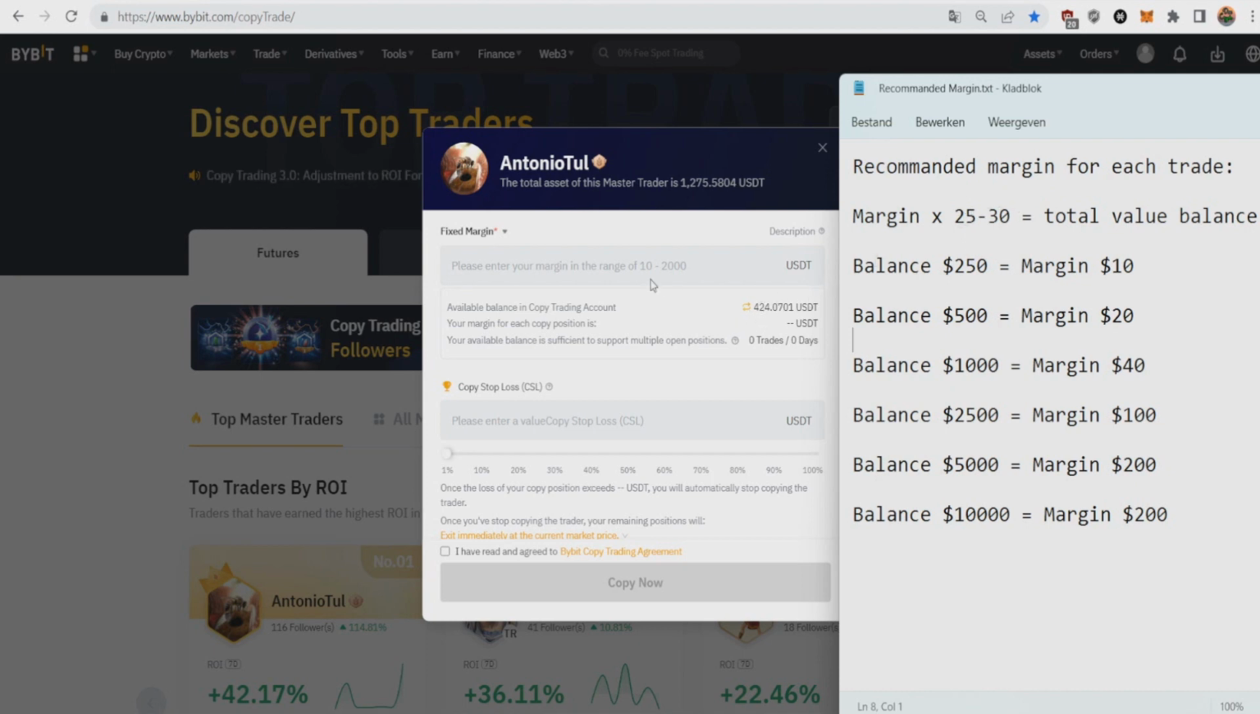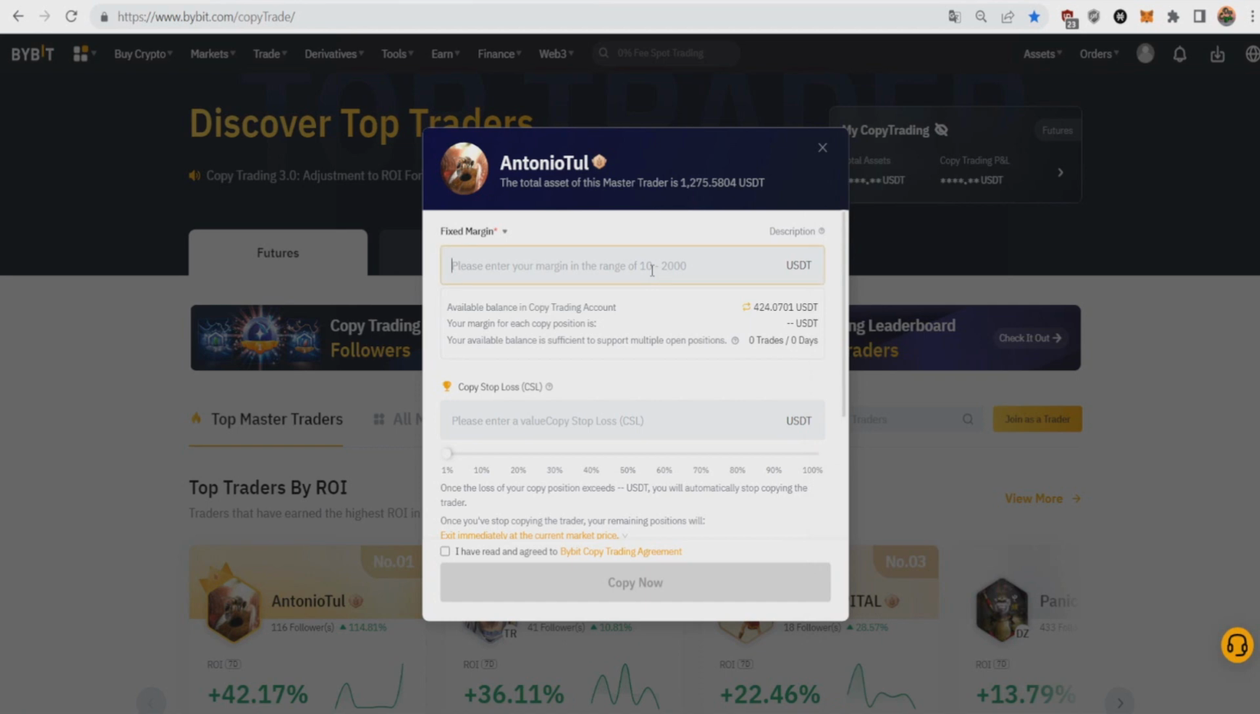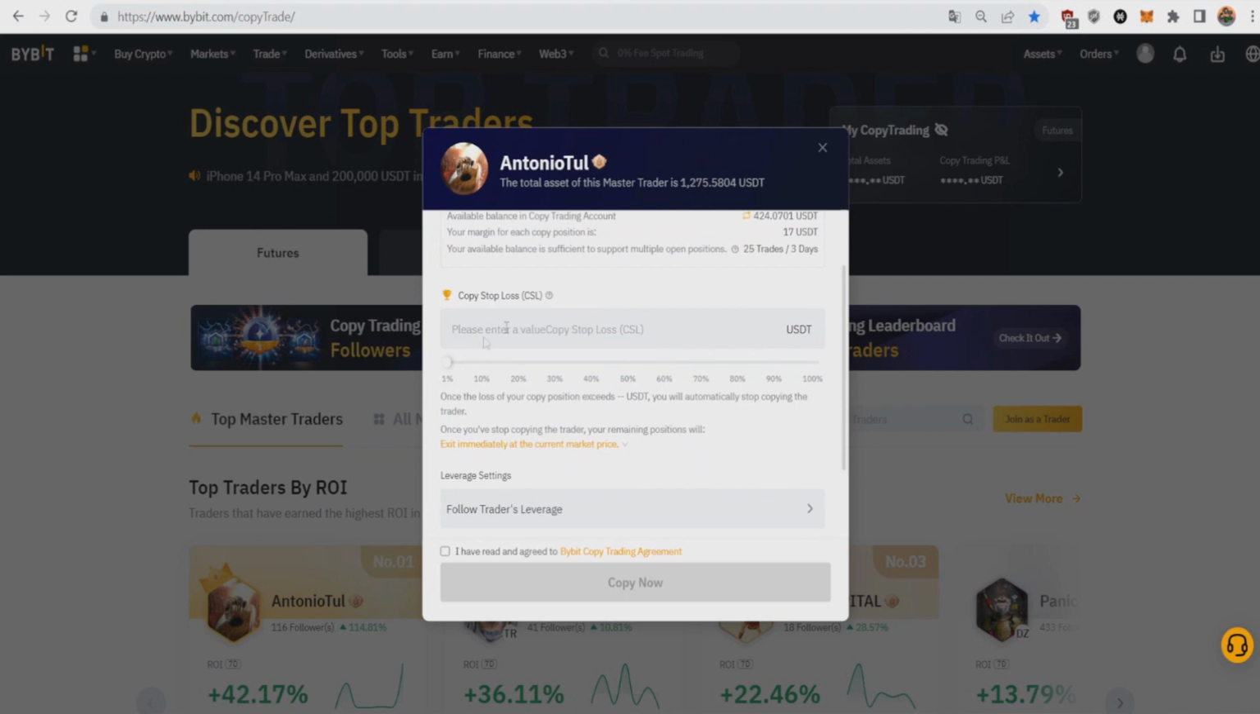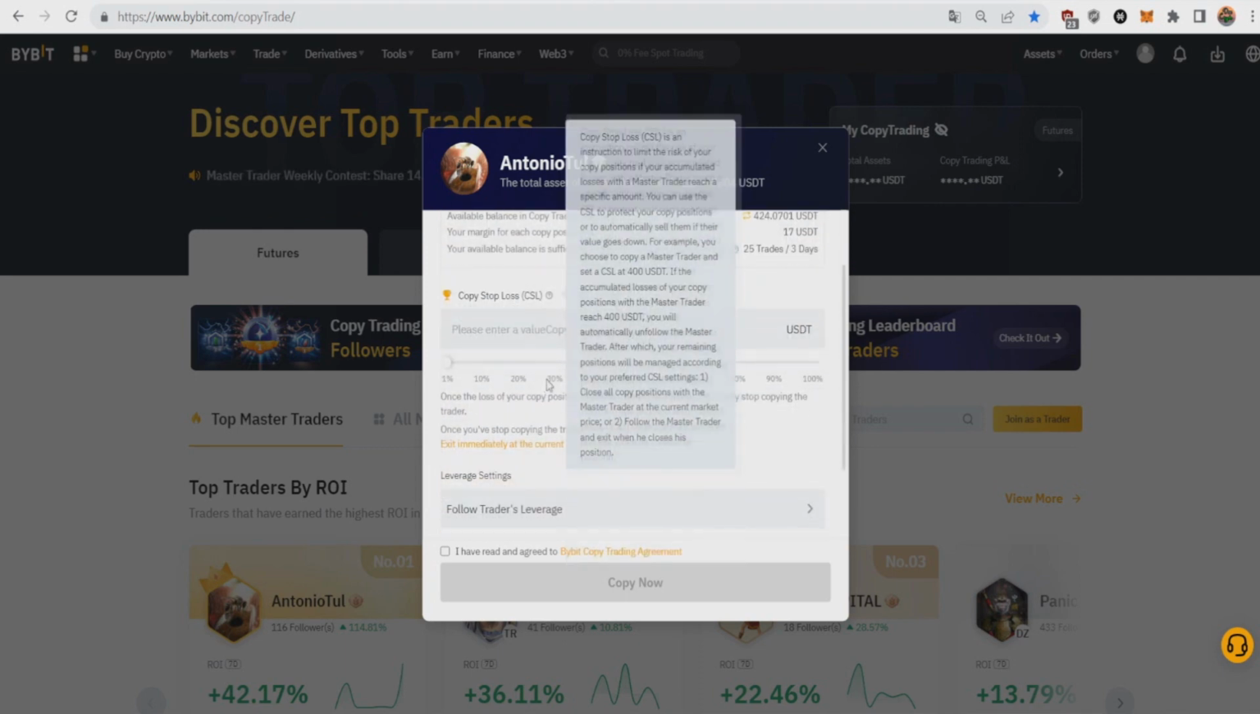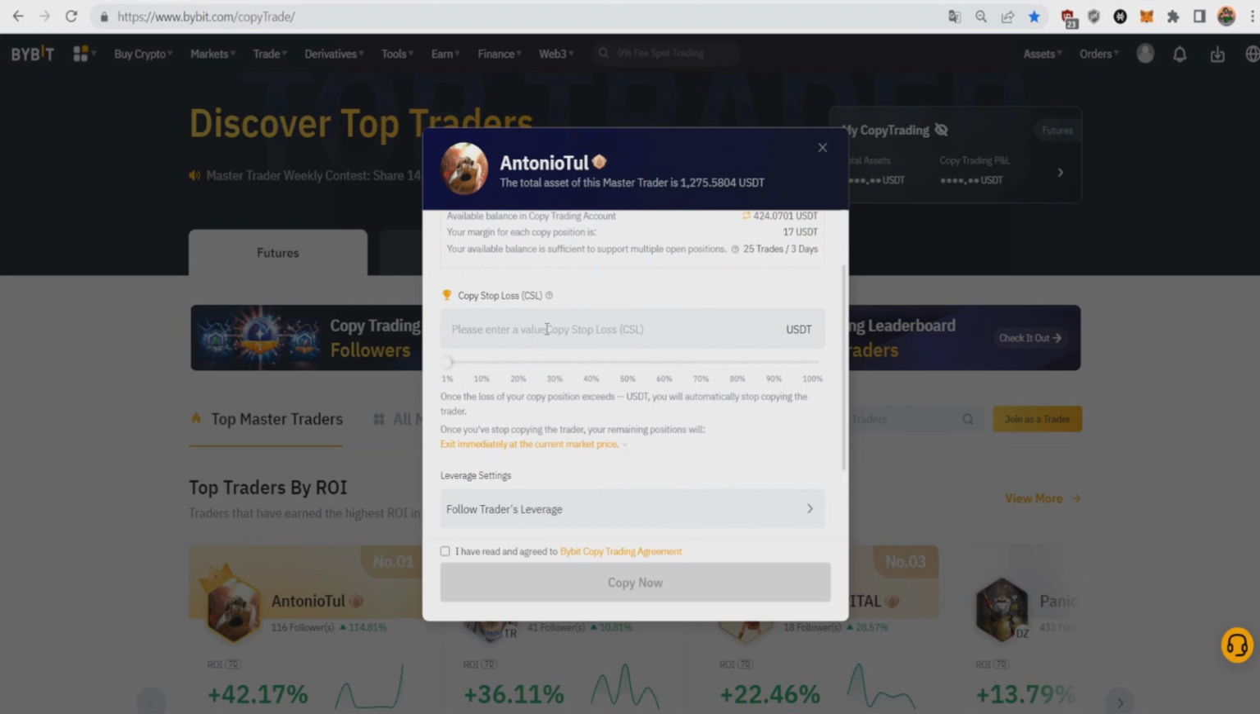So we have 422 so that will be around like $17. Let's just make that. Then your stop loss, don't enter a stop loss, guys. Basically it will just hurt your profits. Some people do this by accident and they just lose money. It's no point in this.